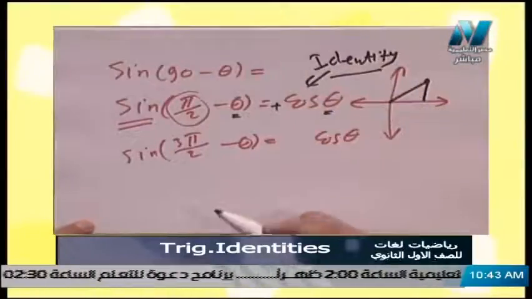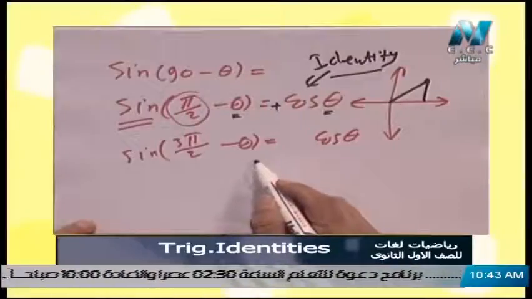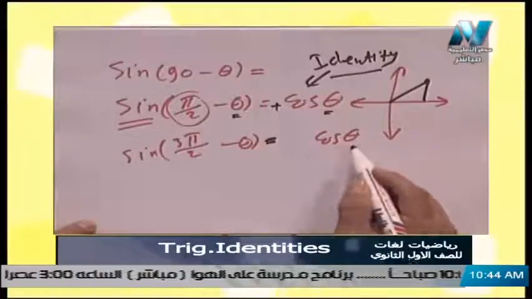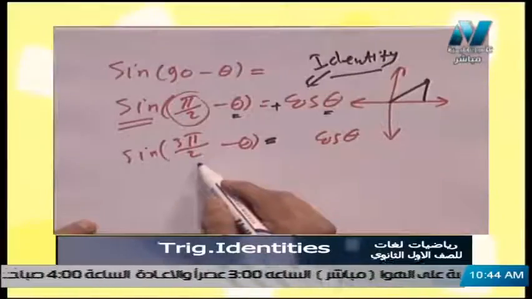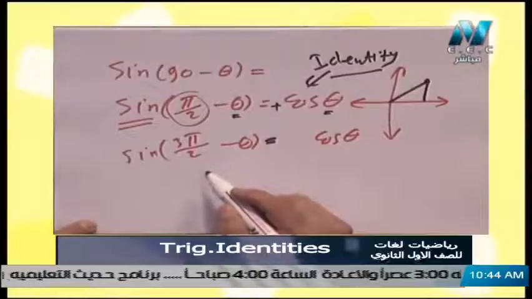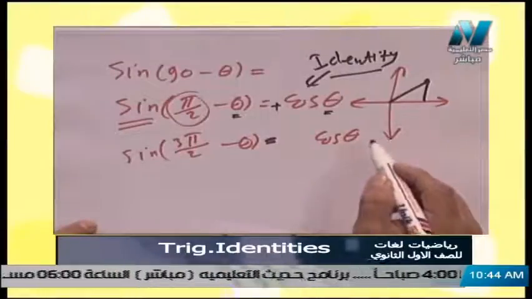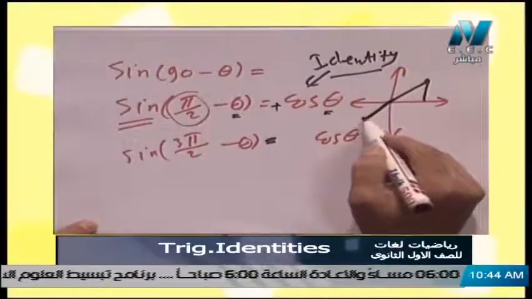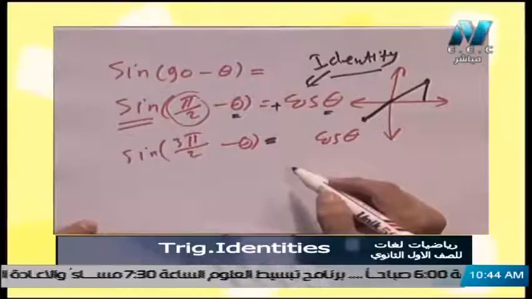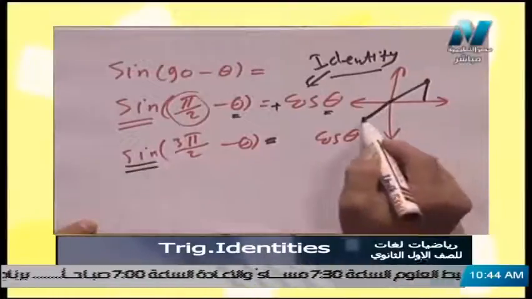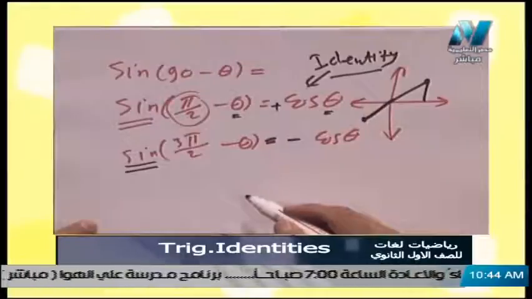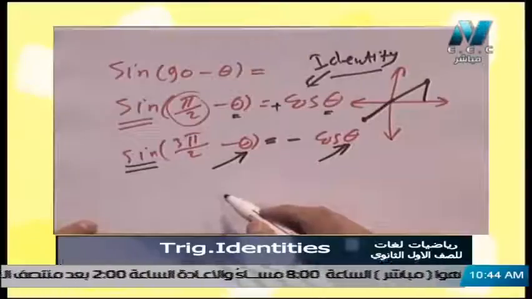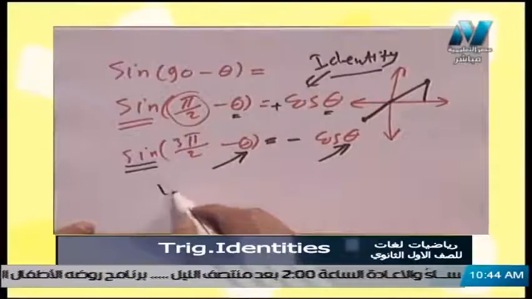Also this one, sine of 3 pi over 2 minus theta equals cosine theta, but what is its quadrant? It lies in 270 minus a number less than 90, so it is in the third quadrant, and we know that the sign in the third quadrant is negative, so it equals negative cosine theta for all values of theta. So it's also an identity.